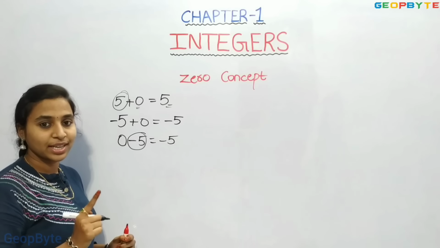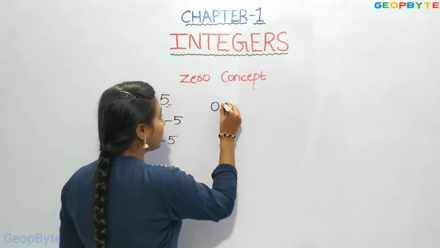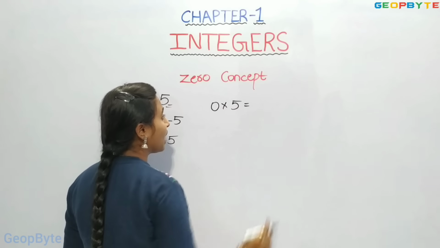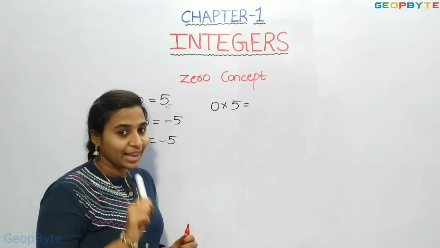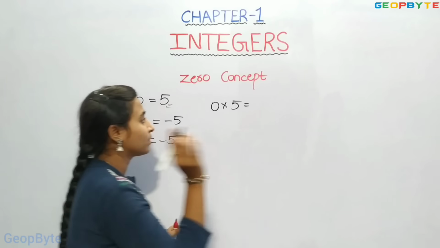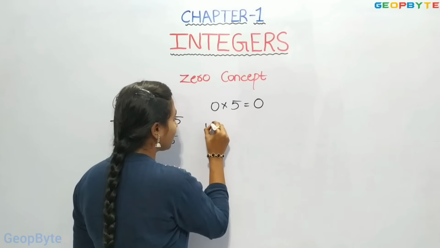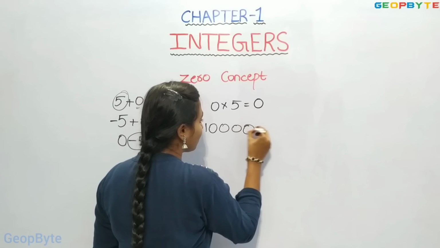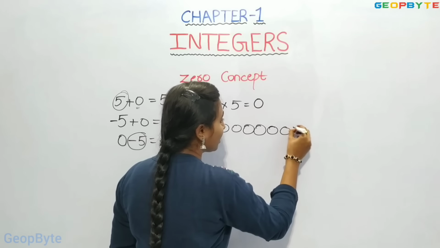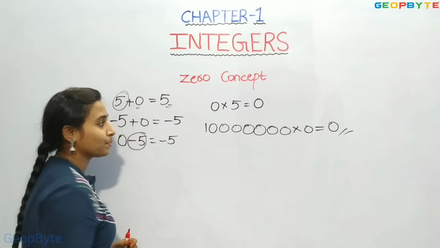Now let us see in the multiplication condition. 0 into 5. Anything that is multiplied to 0 is 0. That's all. Anything you take, any number into 0 is finally a 0.